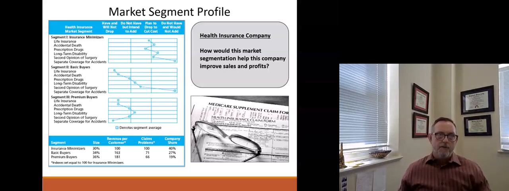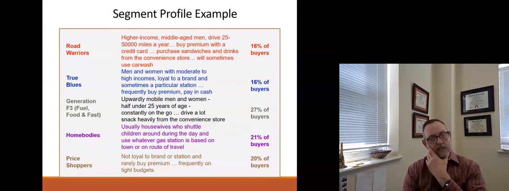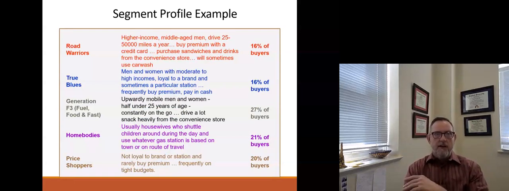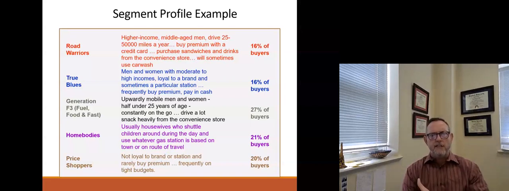Here's another example. This is a gas station that has identified five different types of consumers, and they've started writing a description, a narrative, that describes each of their five types. We have the road warriors, the true blues, Generation F3, homebodies, and price shoppers. You'll notice that Generation F3 is the largest. They have the greatest percentage of their sales come from this one category.